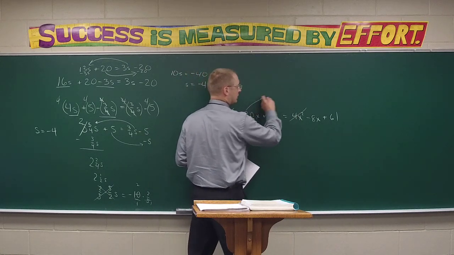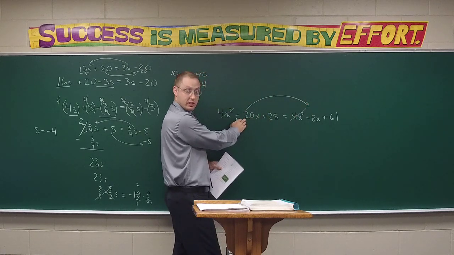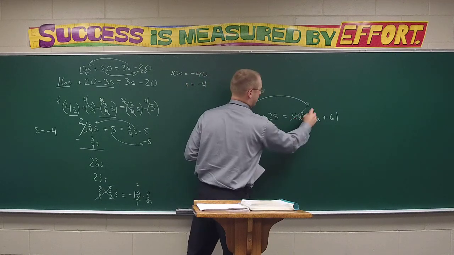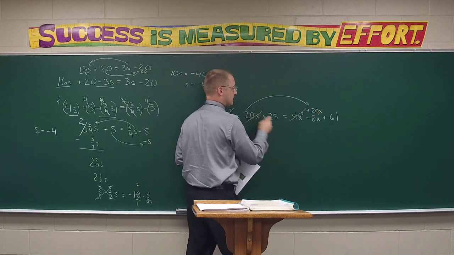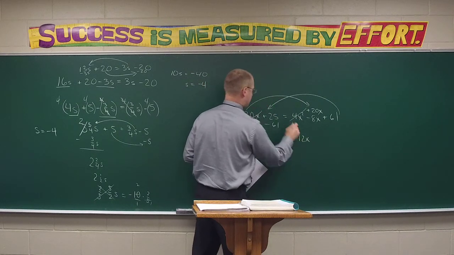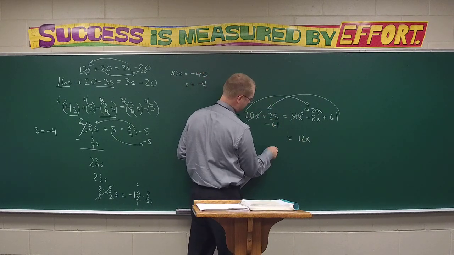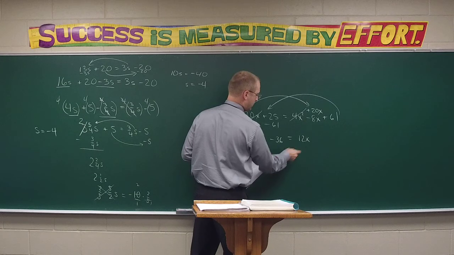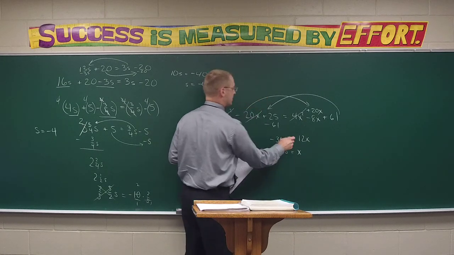I'm going to take the little x, which is the negative 20x, right? That's smaller than negative 8x. We'll move it over as a positive 20x. Bring the 61 over as a negative 61 to get 12x equals negative something. Negative 36. And then divide away the 12 to get x equals negative 3.